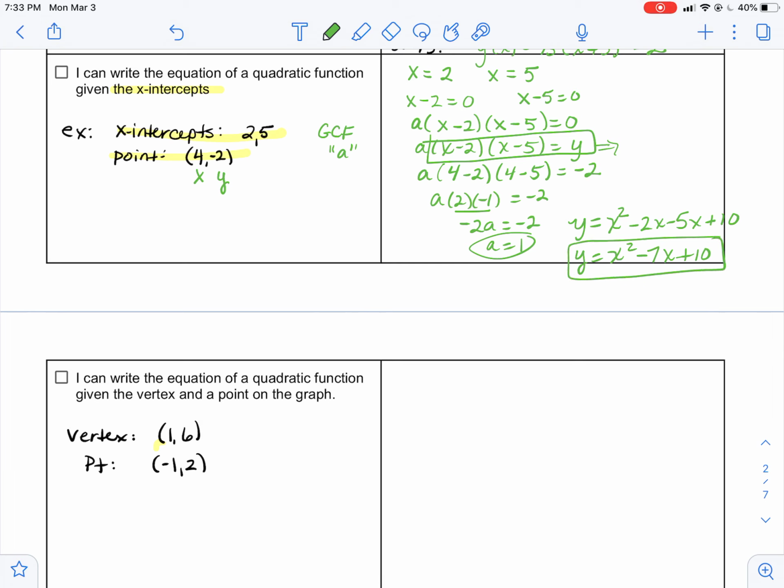Okay? Now, do not be surprised if when you're doing it on the test that number is not 1. If, let's do a big if out here, if a was equal to 2, let's say, then 2 would have been my greatest common factor. Okay, so that's how we factored out. And then I would need to just go through and distribute that 2 all the way through. Okay, so again, that is if you're given the intercepts and a point.